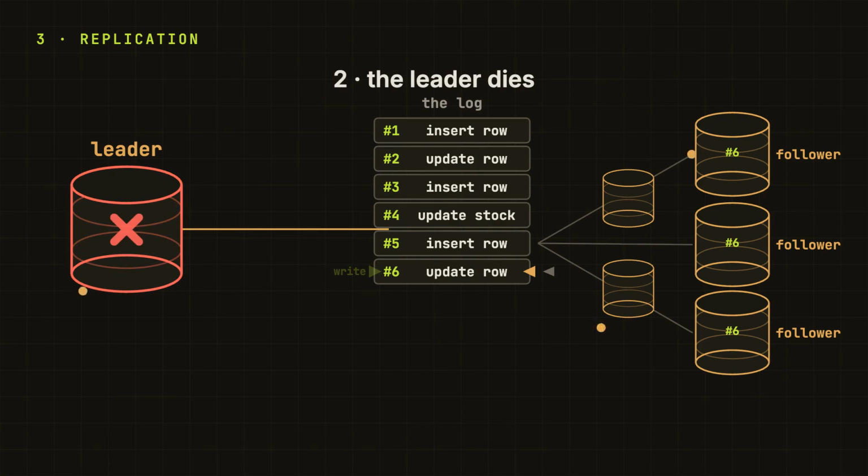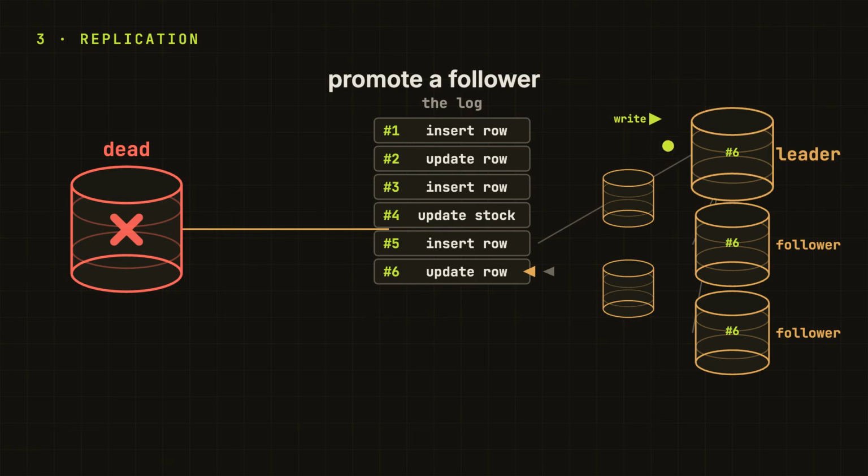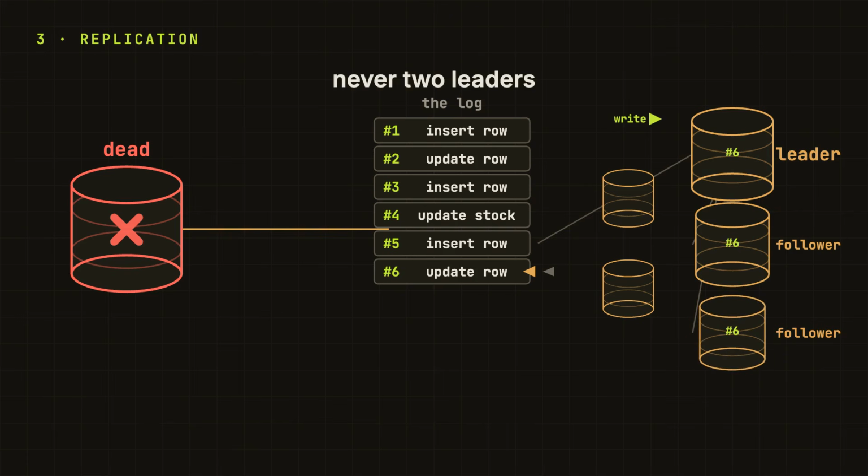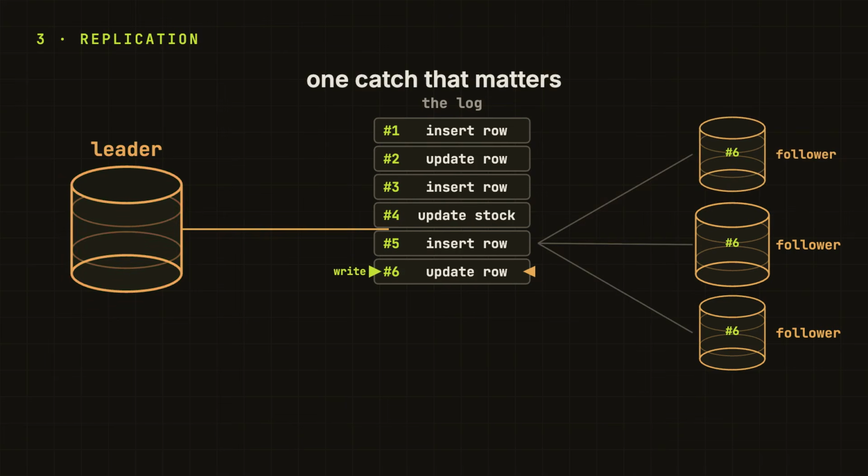And 2, if the leader dies, we can promote one of the followers to be the new leader. This is called a failover. So the database is no longer a single point of failure. And that promotion is not a person doing it in the middle of the night. The machines watch each other, and when enough of them agree the leader is gone, they vote on which follower takes over. And the reason they vote instead of any one machine deciding is to avoid ending up with two leaders accepting writes at once, which is a genuinely bad situation. But there is one catch that matters a lot in practice, so understand it well.